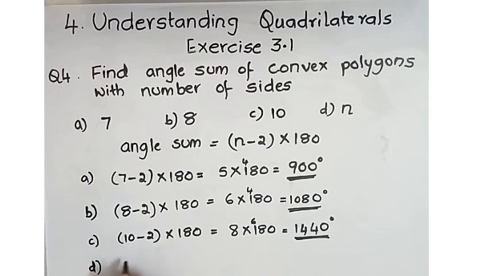The last one, they say n, the algebraic term n. So n minus 2 multiplied by 180. We can't come to a conclusion about the value of n here. So this itself is, we can say, the sum of all the angles of a polygon with n sides.